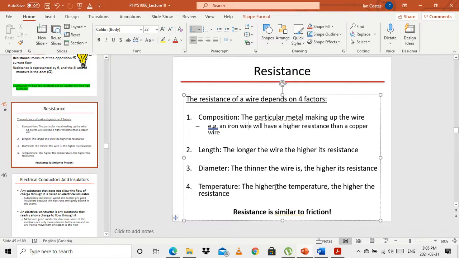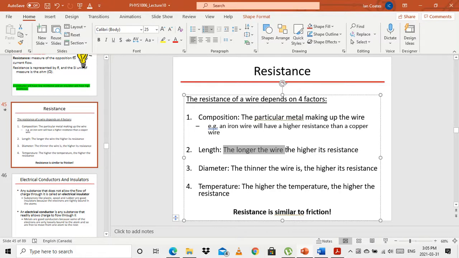Direct relationship. Another factor is the length. The longer the wire, the higher the resistance. That kind of makes sense. If the electrons have to flow for longer, they're going to hit more resistance because they have to travel farther. The diameter of the wire. The thinner the wire, the higher its resistance. You get that? The diameter. The thinner the wire, the higher the resistance, because now you've got less space for it to move through.